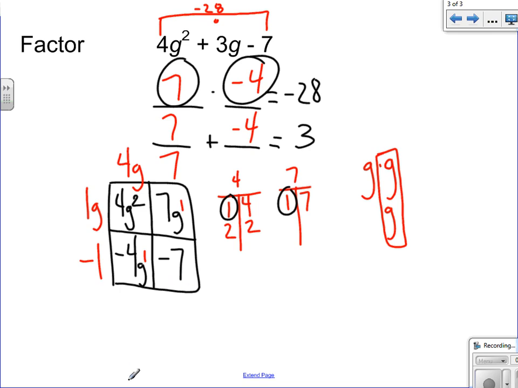Oh, I wish I had some g's. I could make some money. But that's neither here nor there.